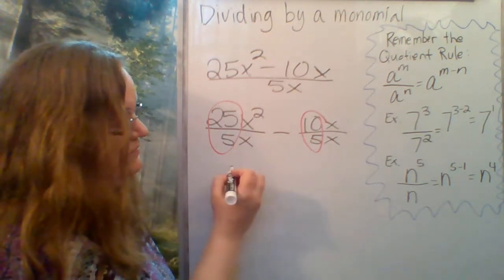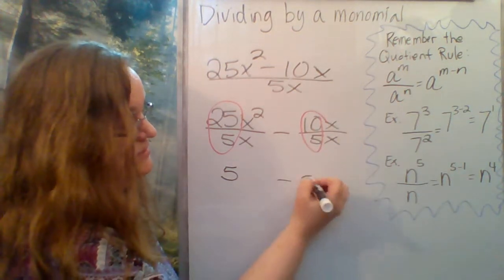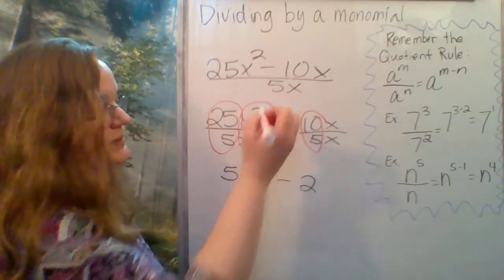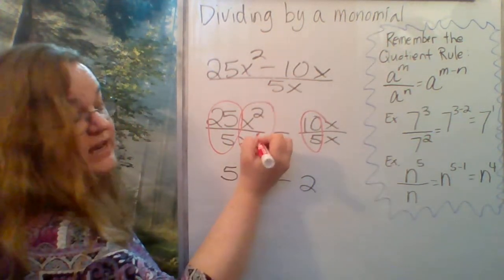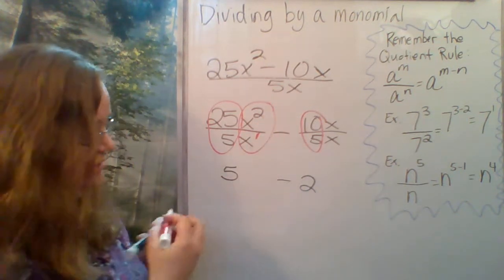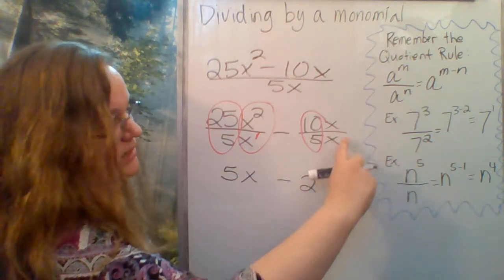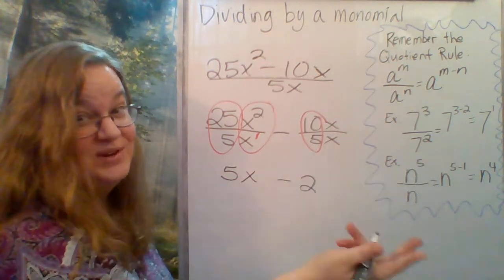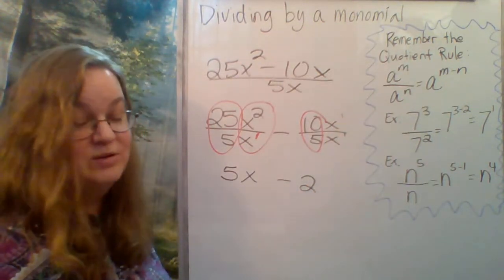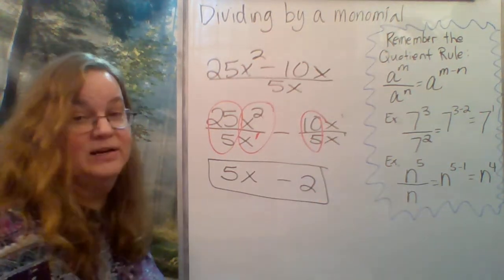So 25 divided by 5 is 5. And I'm going to get 10 divided by 5 is 2. And now I have to look at the variables. Okay, so remember that this is x to the first because it doesn't have 1 listed. So 2 minus 1 is 1. So that leaves me with an x. And x divided by x is 1. The x's cancel. You can think of it as 1 minus 1 is 0, and anything to the 0 power is 1. So this is the answer when I divide that out.